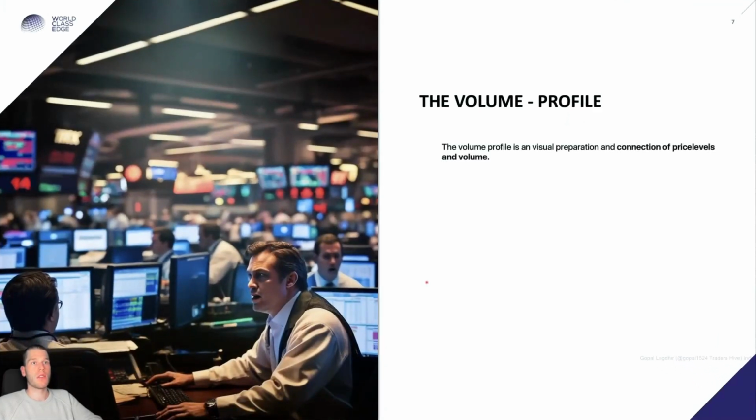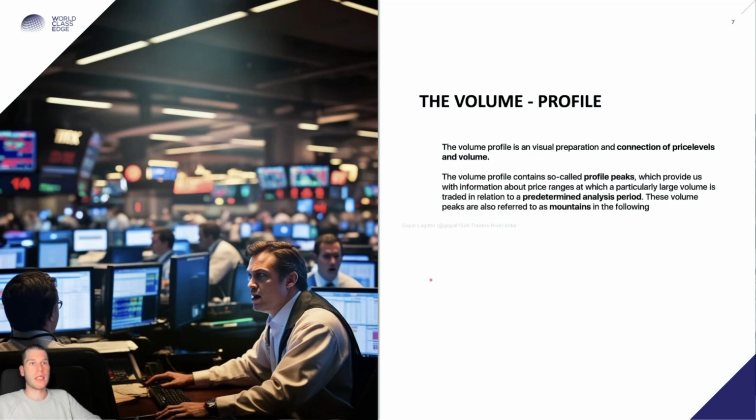The volume profile is a visual representation of the connection between price levels and volume. It contains so-called profile peaks, which provide us information about the price ranges where a lot of volume was traded in relation to the predetermined analysis period. So you define a period, and you create a volume profile based on the information in that period. There you can see profile peaks and refer to them in the future as mountains.